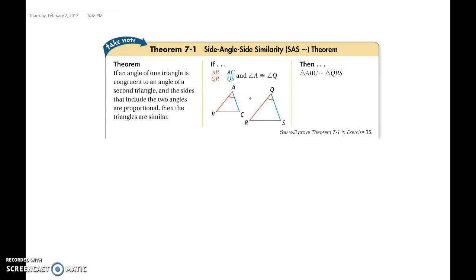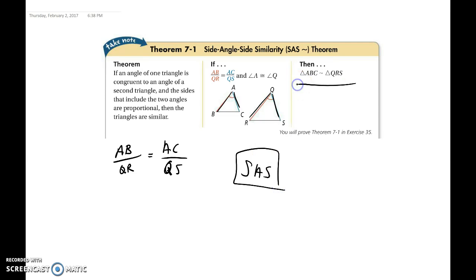these sides must be proportional, meaning that the ratio of AB over QR, because they are corresponding to each other, AB and QR, must be proportional to the other side, AC and QS. All right, they must have the same ratio, they must be proportional, and if they are, we can then use side angle side to say that they are in fact similar.